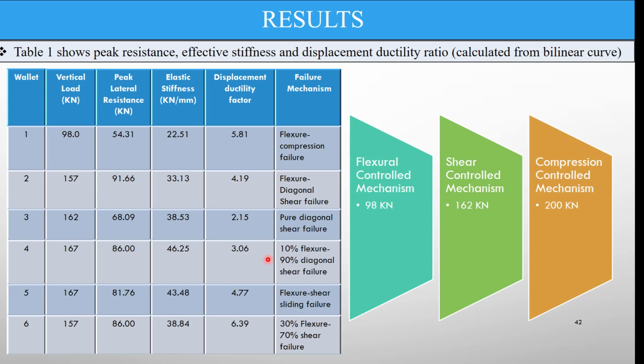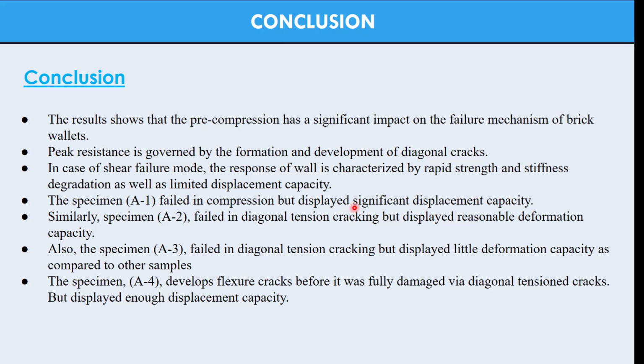So some walls, like specimen number 3, behave in pure diagonal tension, while others behave in a hybrid mechanism, starting from flexure and then shear initiated. And if we compare these two together, elastic stiffness against vertical load, due to the increase in pre-compression loading, there is an increase in elastic stiffness, which could be attributed to the strength of the masonry.